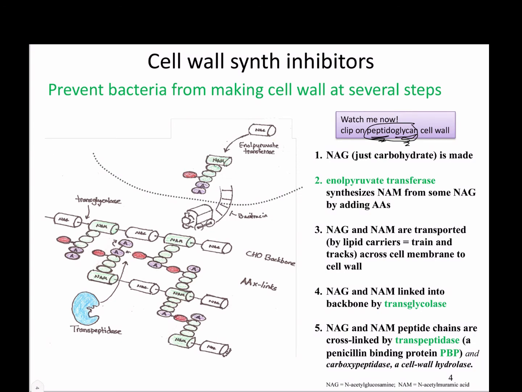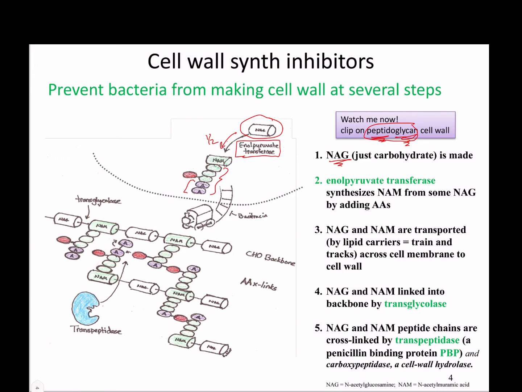So let's look a little bit about how that process actually occurs. First, we start with NAG, and NAG is just the carbohydrate. We're going to take half of that NAG and turn it into NAM. And we're only going to use half because we're going to use the other half of the NAG in its original state. So we have an enzyme called enolpyruvyl transferase, and it's going to synthesize NAM by adding some amino acids here. It's important that the last amino acids are two alanines, and Dr. Stamper will talk about exactly how the reactions with those alanines are going to occur.